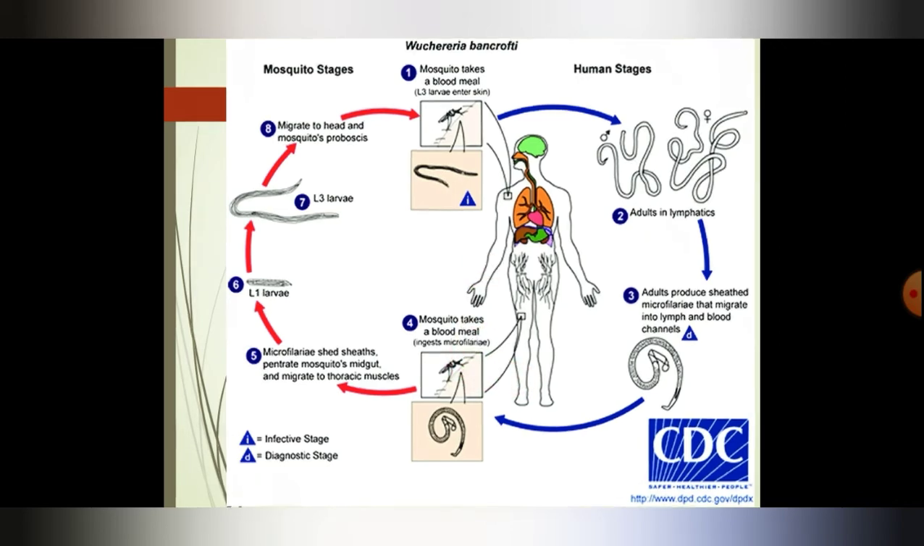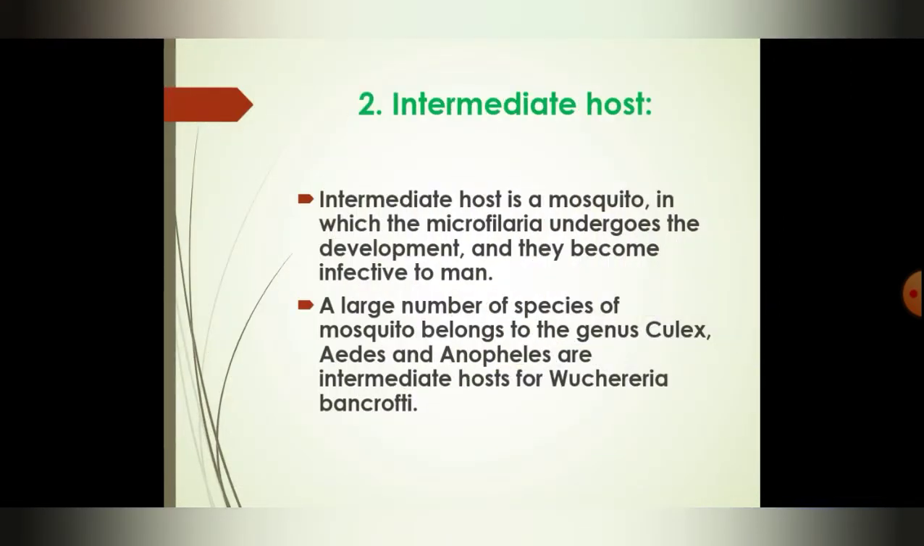There are different stages, you'll study that. Then intermediate host. What happens in the intermediate host? Intermediate host is a mosquito, in which the microfilaria undergoes development and becomes infective to man. Microfilaria will undergo a certain development and become infective, in the sense it is able to cause a disease. Till that it will be there in the mosquito.